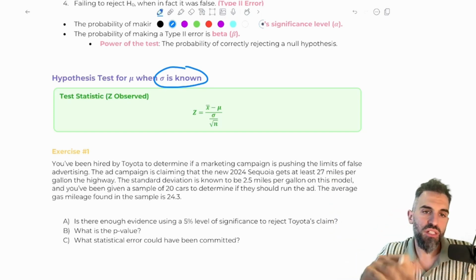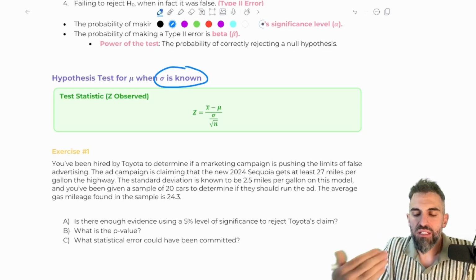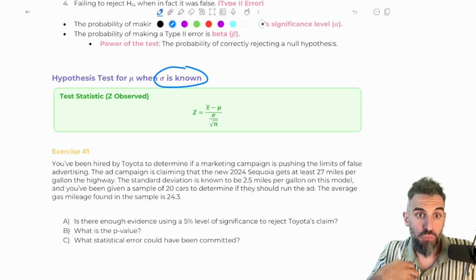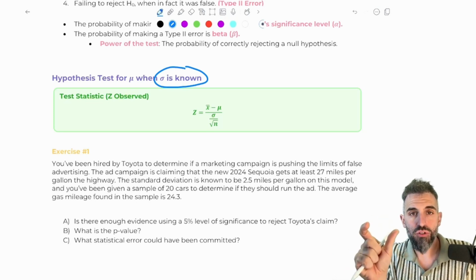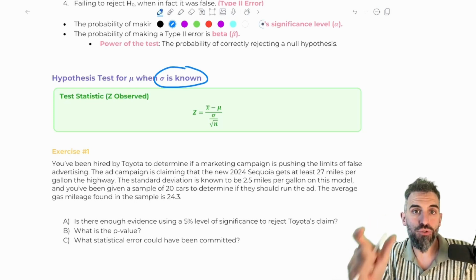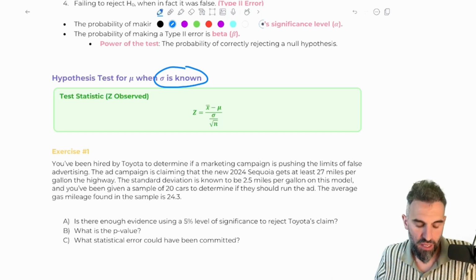But just to give you some context, this would be when I said in my example that the average grade of my students is over a 70, that was a claim or a hypothesis about an average. On an average, I said the average grade is more than 70. So this is how you would test that.